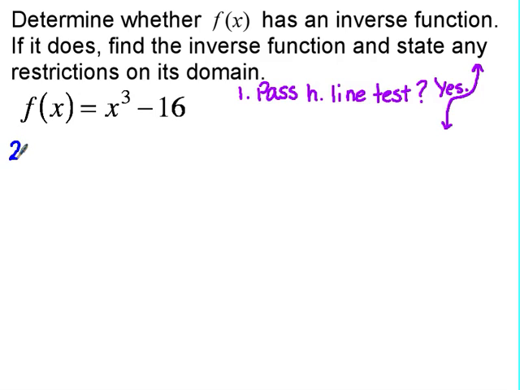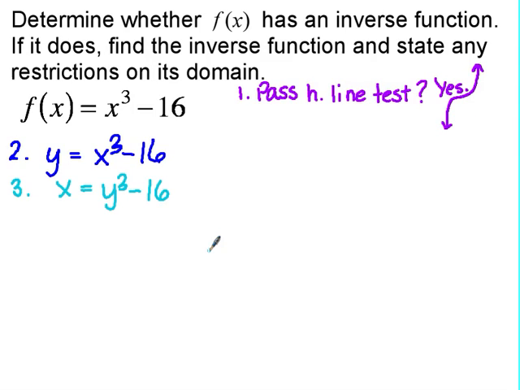Step 2. You're going to replace f of x with y. That's all you're going to do. Okay, that's step 2. Step 3. You're going to now switch x and y. So where I see y, I'm going to put x. Where I see x, I'm going to put y. Oh, to the third, sorry. I forgot, it had a power. There we go. We'll change them to the third. There, that's a little better. Okay?